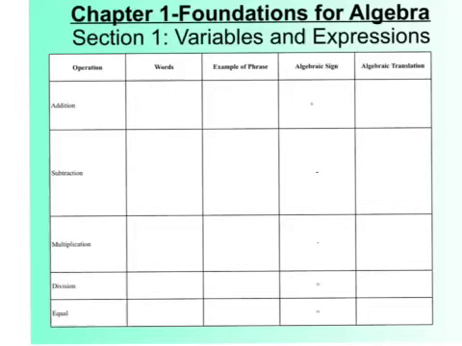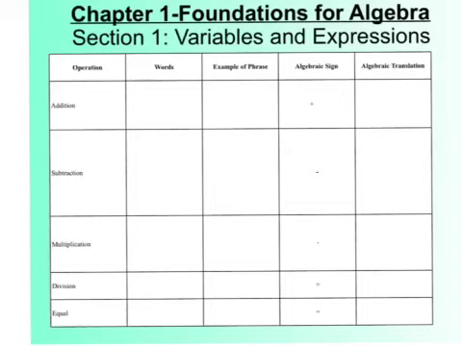In class, we discussed in Chapter 1, Section 1, keywords that can tell us what operation a question is asking us to do, whether it be addition, subtraction, multiplication, or division, and when to know what we're supposed to set the equation equal to. If it's an expression, it won't have an equal sign. If it's an equation, it will have an equal sign. So we have our operations in this column.